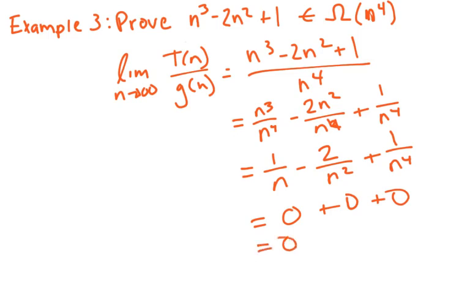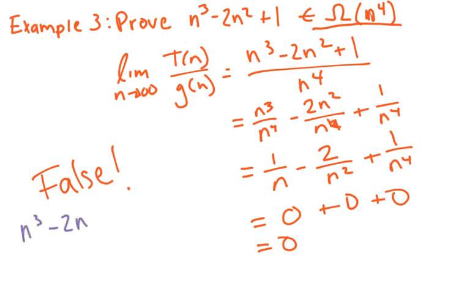So if this were to happen, and I tell you to prove this, you would say it's just false. This is not true. And you could say, in fact, n cubed minus 2n squared plus 1 is in big O of n to the 4th. So it may be something like that. I may say prove that it's not in big omega of n to the 4th. So there's some variations on this, but it's the same basic process, and it's pretty straightforward.